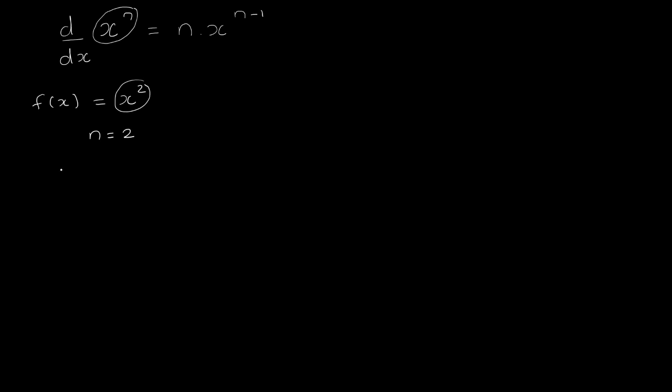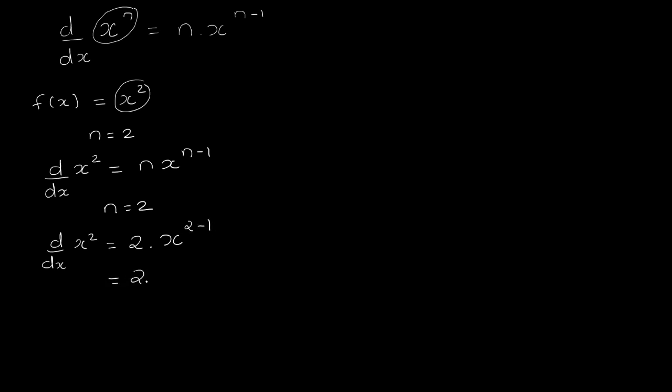Now if I want to find the derivative d by dx of x square, the formula is n x raised to n minus 1, but here n is 2. So d by dx of x square is 2 into x raised to 2 minus 1, that is 2 into x raised to 1, that is x. So the formula for d by dx of x square is 2x.